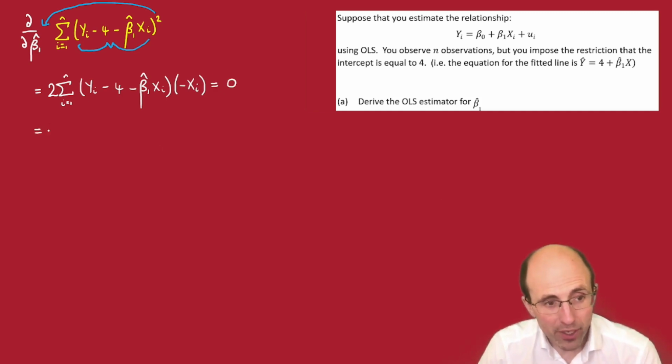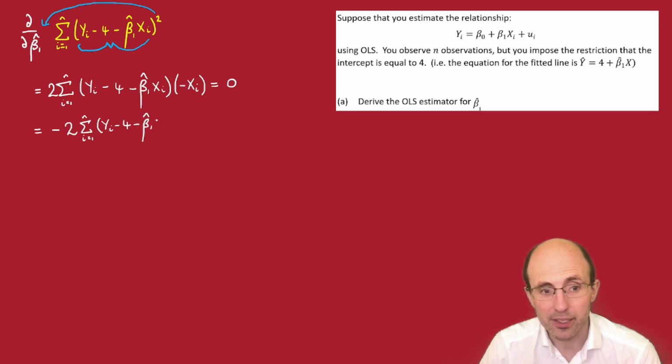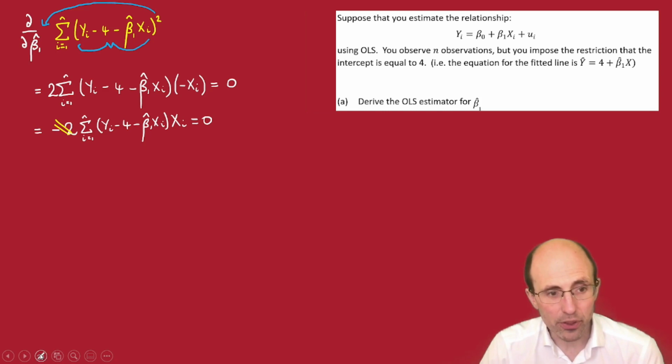So we can rewrite this first order condition as minus 2 times the sum from i equals 1 to n of yi minus 4 minus beta 1 hat xi, all multiplied by xi, is going to be equal to 0. Now we can simplify this a little by dividing left and right by minus 2. And that just leaves us with the sum of yi minus 4 minus beta 1 hat xi, all multiplied by xi, is going to be equal to 0.